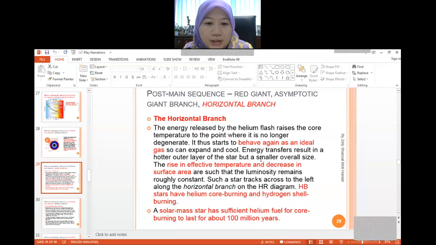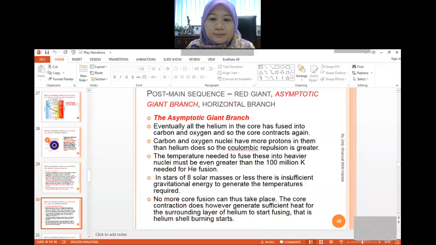These HB stars have helium core burning and also hydrogen shell burning. So we have sufficient helium fuel for the core burning to last about 100 million years, for the case of the horizontal branch.